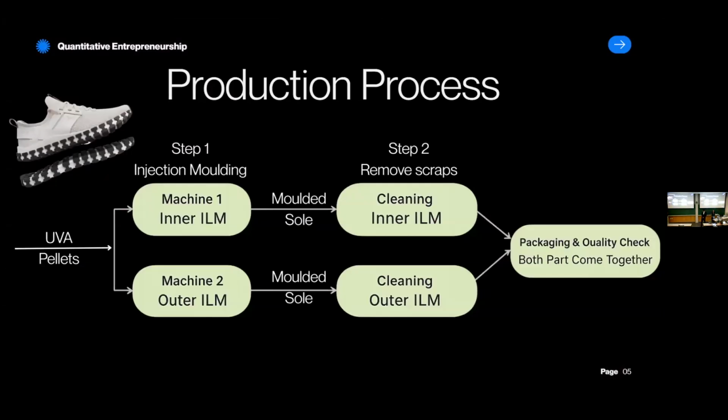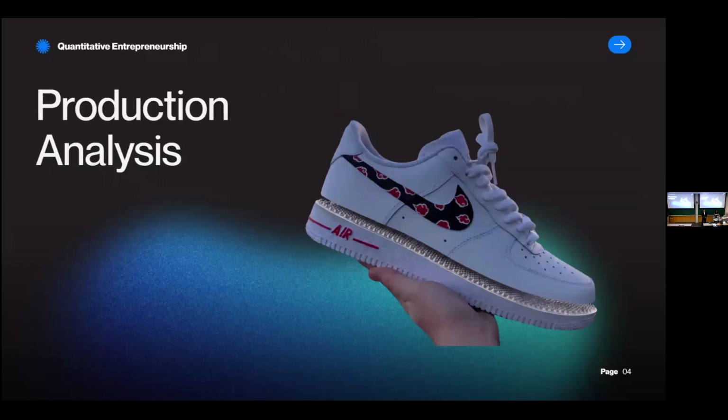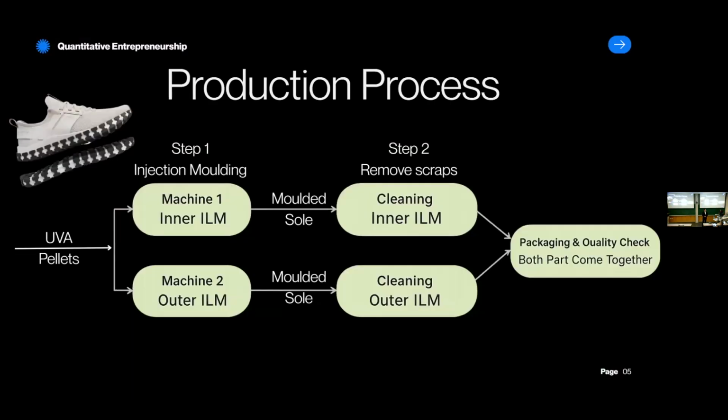Next, we're going to talk about the production analysis. In our beginning stage, there are two plans that we thought about, which are injection molding and additive manufacturing. But at this moment, we're only going to talk about injection molding. So let's start with our production process.